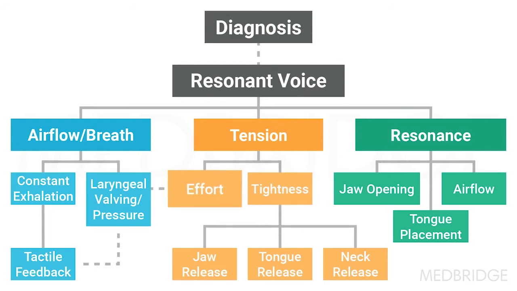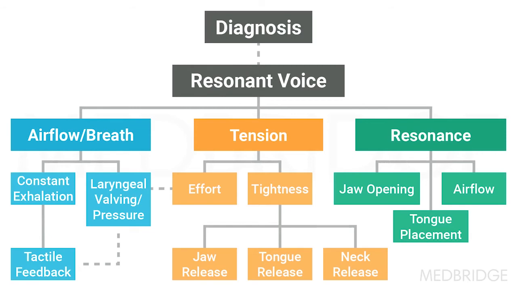To reduce effort, we may reduce laryngeal valving. To reduce tightness, we may address jaw release, tongue release, the release of the muscles in the anterior portion of the neck, the back of the neck. We also may start to think about the tension that people are holding in their rib cage. So maybe the breath and the tension component are intertwined.